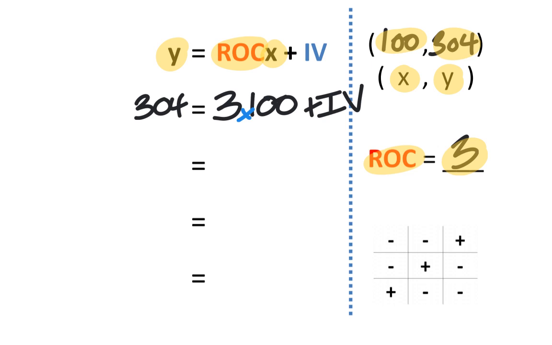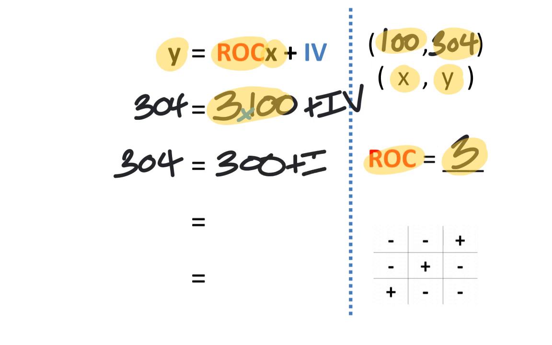The next thing you want to do is simplify 3 times 100, and we're going to do that below. The 304 stays the same. 3 times 100 is 300, and the initial value is going to stay put as well. At this point, you want to look for like terms. You'll notice that 304 and 300 are both like terms. Like terms like to be together. You can either move 304 to be with the 300, or you can move the 300 to be with the 304. I'm going to move the 300 to be with the 304.